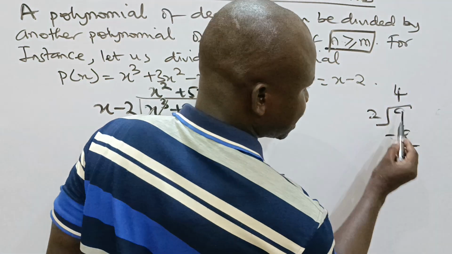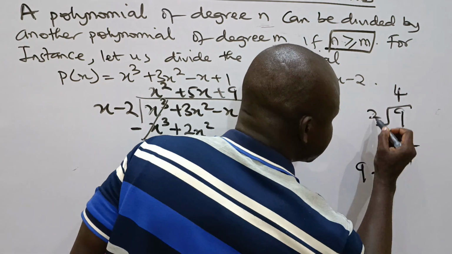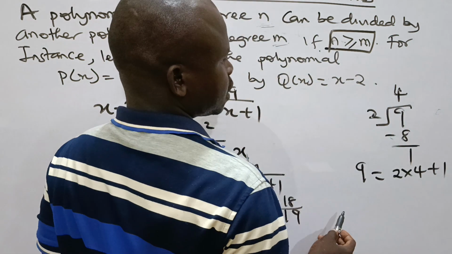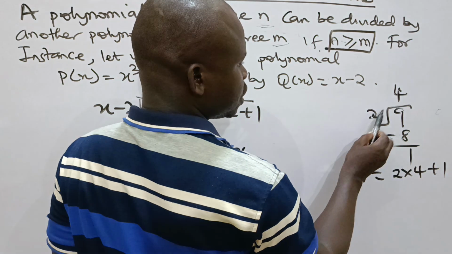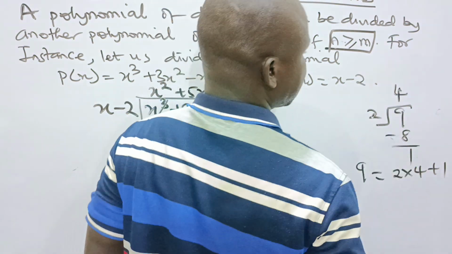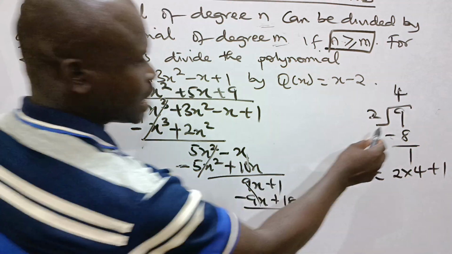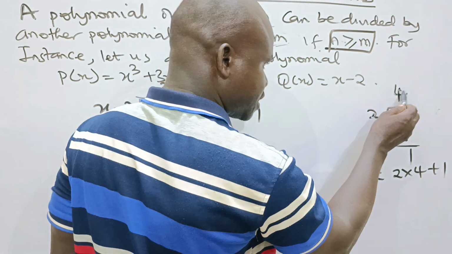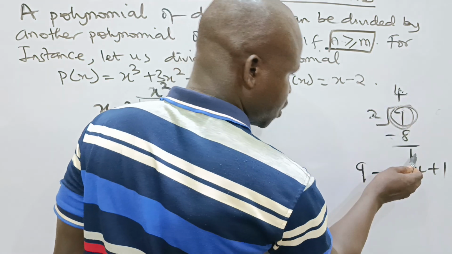But how do we get our 9? This 9 here is the same thing as 2 times 4 plus 1. That is, 2 is the divisor, 4 is the quotient, the result, 9 is the dividend, and 1 is the remainder. For us to get the 9, we say 9 is equal to divisor times quotient, the result, plus remainder.